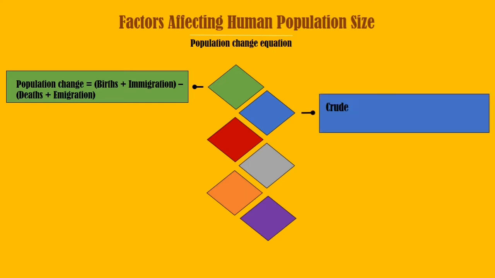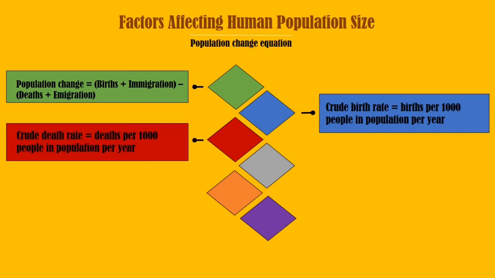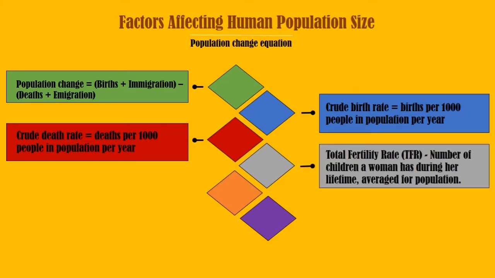Second is crude birth rate, which equals births per 1,000 people in a population per year, while crude death rate equals deaths per 1,000 people in a population per year, while total fertility rate, or TFR, is the number of children that a woman has during her lifetime, sometimes called the average for a population.